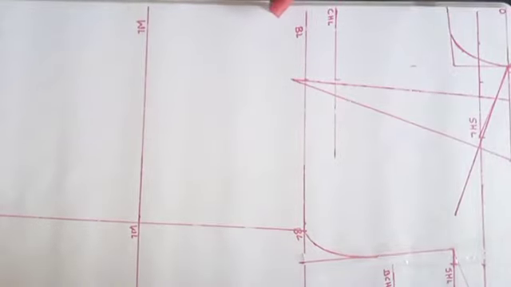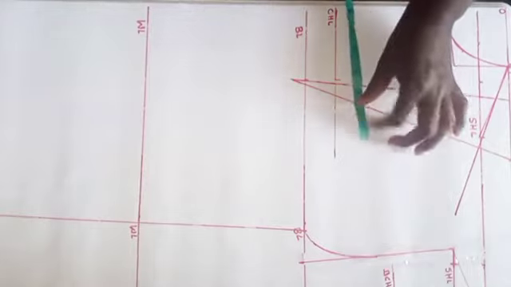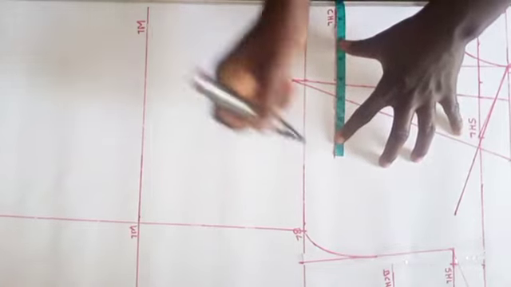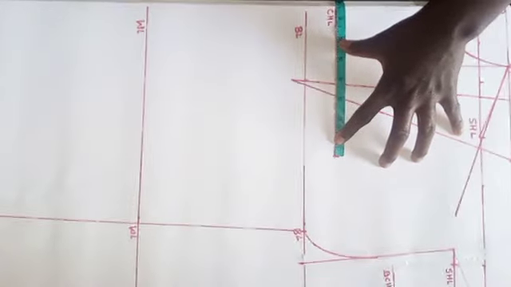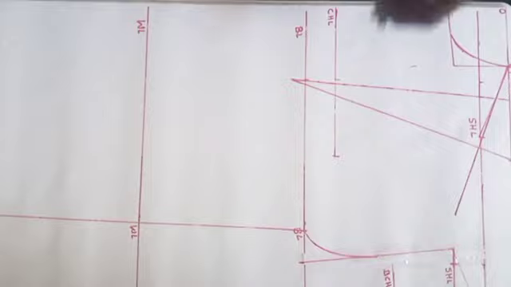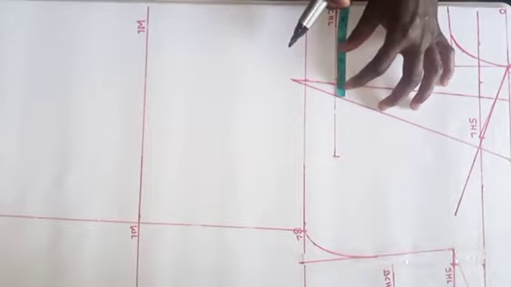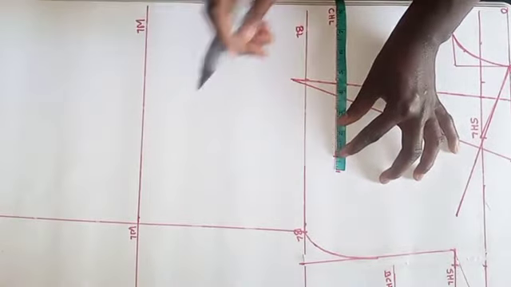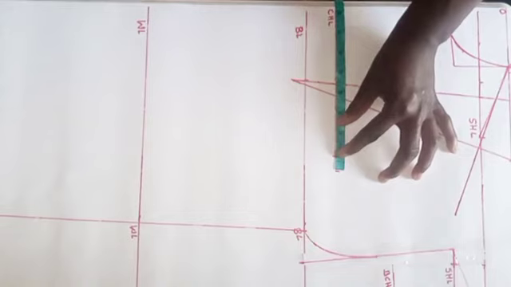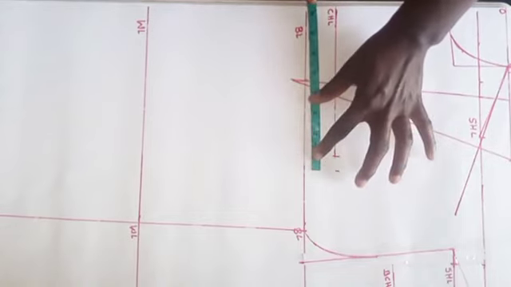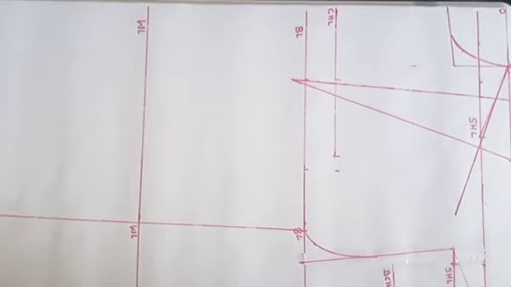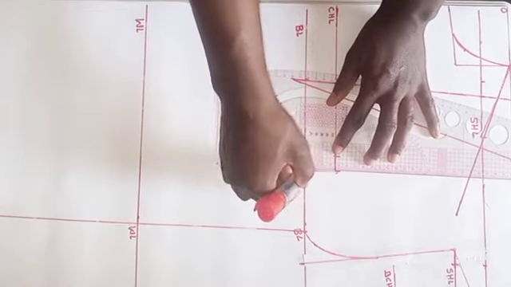Next we'll be doing is to insert half of our chest measurements on the chest line. The chest measurement I'm using is 15 divided by 2 is 7.5. Then we are going to be adding that intake, which we are going to be measuring is 0.75. We are going to be adding it to the measurement like this. Then we'll be inserting the same thing on the bust line. Then we are going to connect both points using a straight line like this.